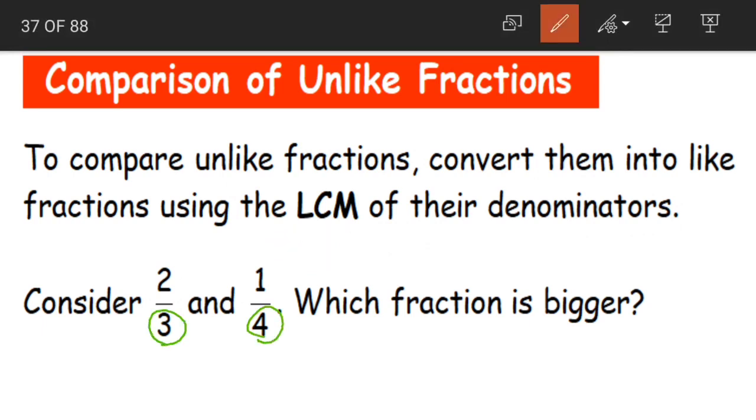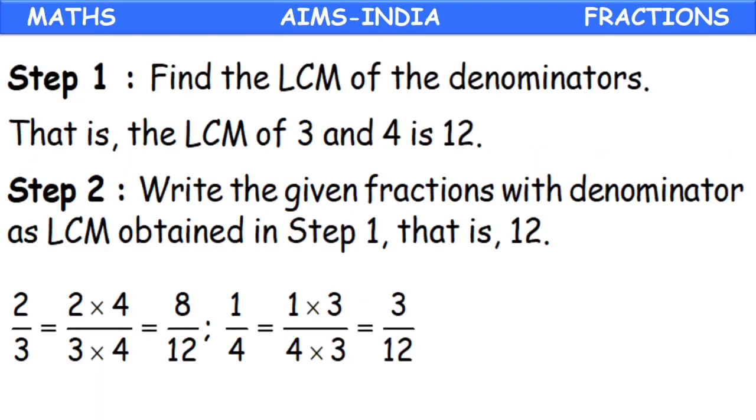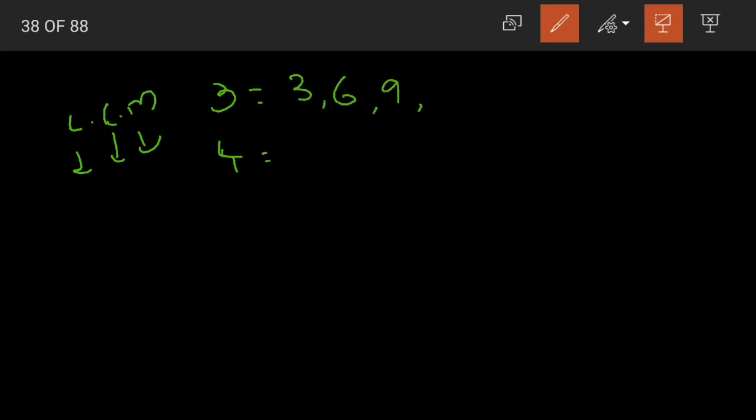We have two denominators here, 3 and 4. So we'll find out the LCM of them first. What is LCM? LCM is the least common multiple. What are the multiples of 3, children? We have 3 ones are 3, 3 twos are 6, 3 threes are 9, 3 fours are 12, 3 fives are 15. The multiples of 4 are 4, 8, 12, 16 and 20. Now from this, what is the least common multiple? Least means the first one here. What is the first common multiple?